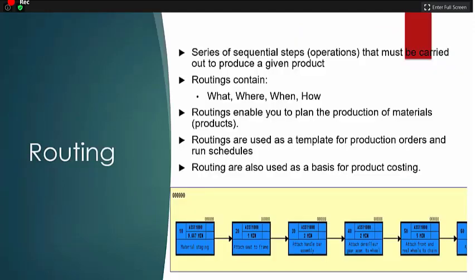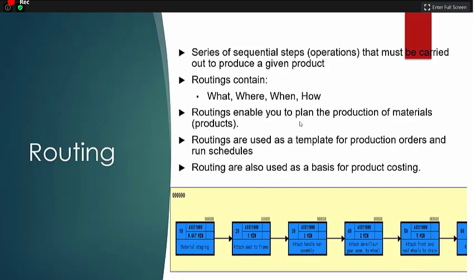No question? We move. So now we will see the third master data, which is the routing. The routing is a series of sequential steps, operations that must be carried out to produce a given product. This means it gives you the list of the operations and also the sequence, how we do that in order to produce the product. So the routings will answer these questions: what we will do, where we will do it, when we will do it, and how.